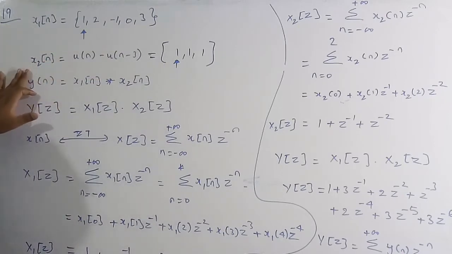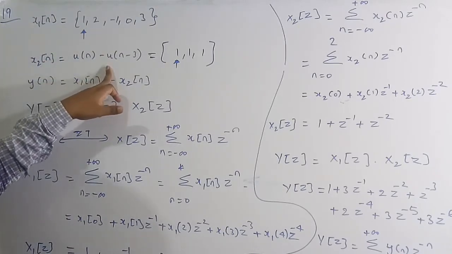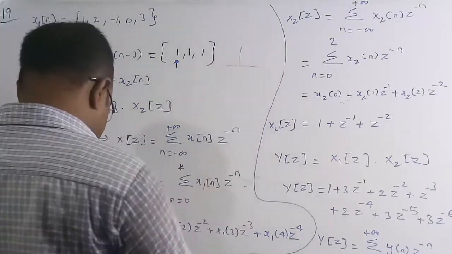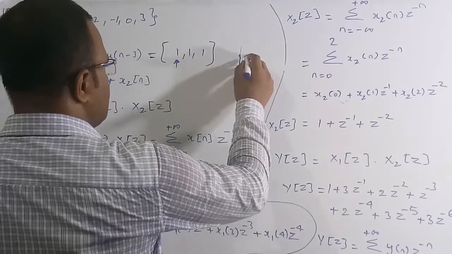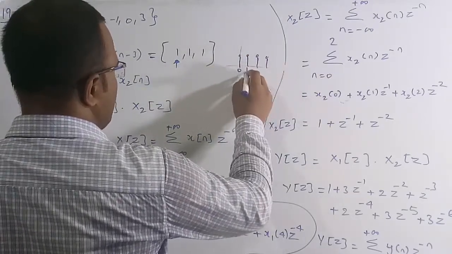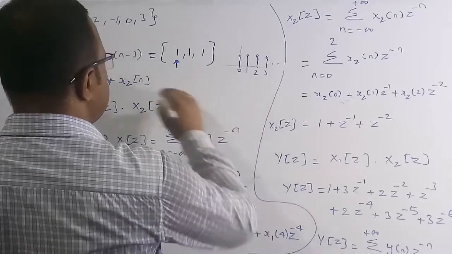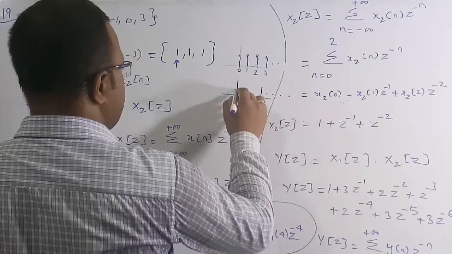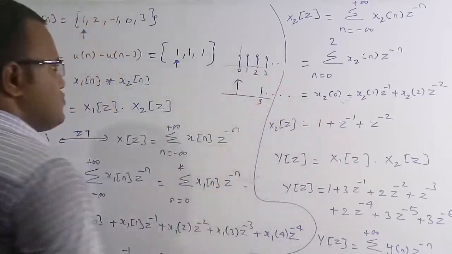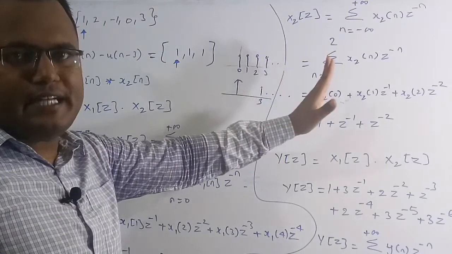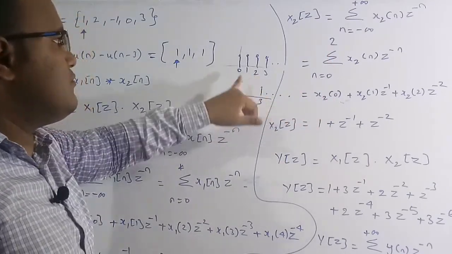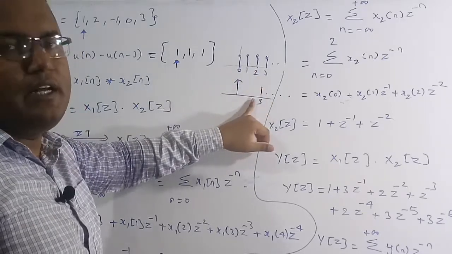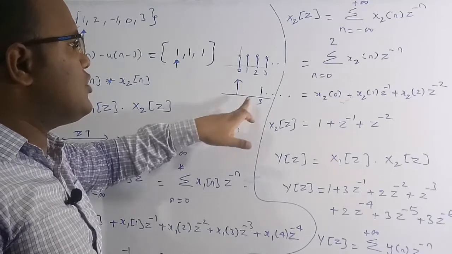Similarly x2 of n is u of n minus u of n minus 3. If you draw the graph, u of n is defined from n is equal to 0, so at 0, 1, 2, 3 and onwards. Similarly u of n minus 3 is defined from the value 3 onwards, up to infinity. If you do the subtraction, from 3 onwards both get cancelled, but at 0, 1, 2, it is 1 minus 0 is 1, 1 minus 0 is 1, 1 minus 0 is 1.